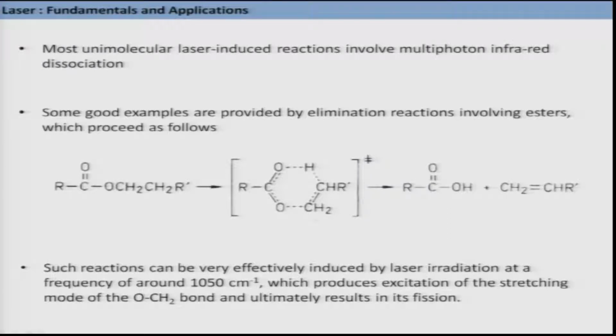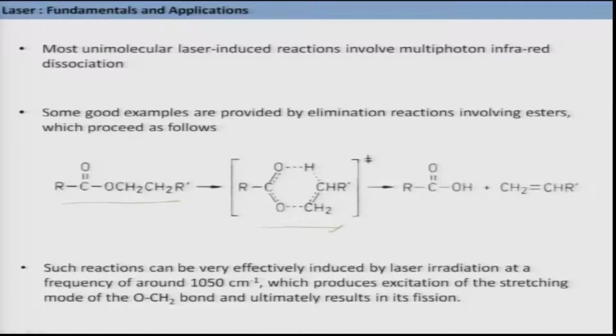So, one good example is the elimination reaction involving esters, which proceeds as shown in this scheme. So, you have an ester, so it is like C double bond O and O R, R is an alkyl group, and this is the transition state. So, when you excite this molecule by laser of particular wavelength, it goes to the excited state, and the excited state structure is something like this, which is a transition state, or here I will call it an intermediate.